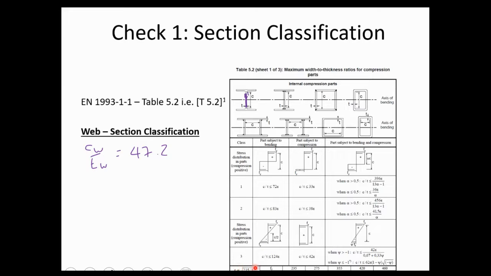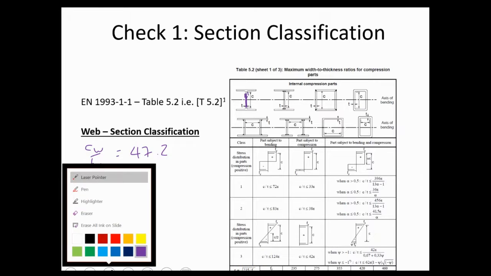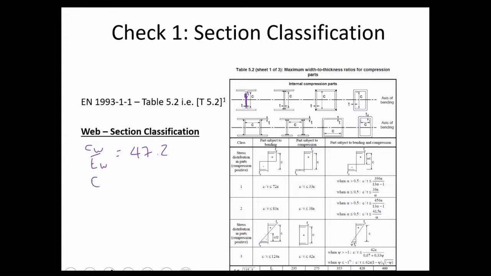We see epsilon here is the square root of 235 over Fy. So epsilon is equal to the square root of 235 divided by Fy. And we know that Fy, as we worked out in the page before, because the thickness of the flange was less than 40 millimeters, and the thickness of the web is less than 40 millimeters, therefore Fy is equal to 275 newtons per millimeter squared.